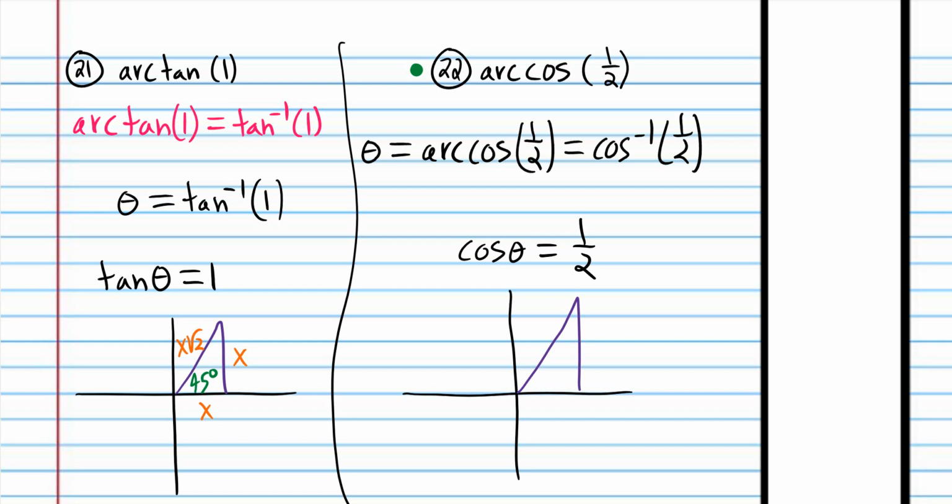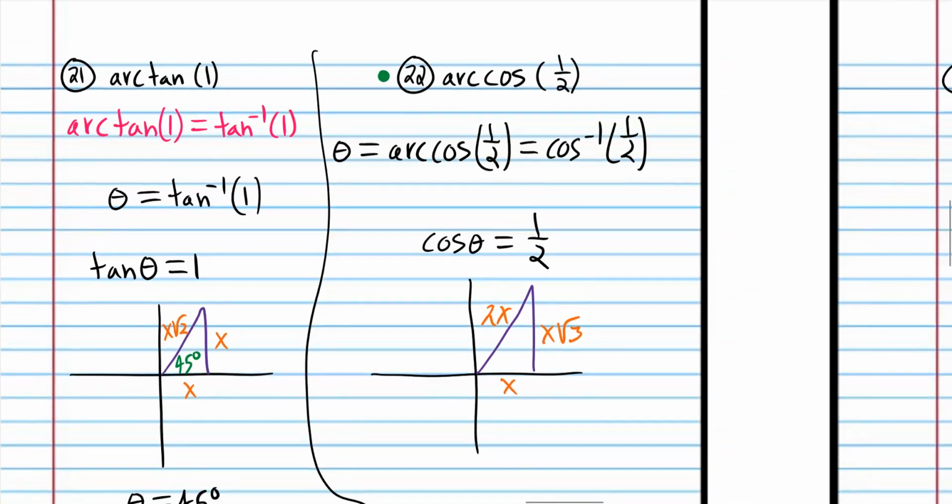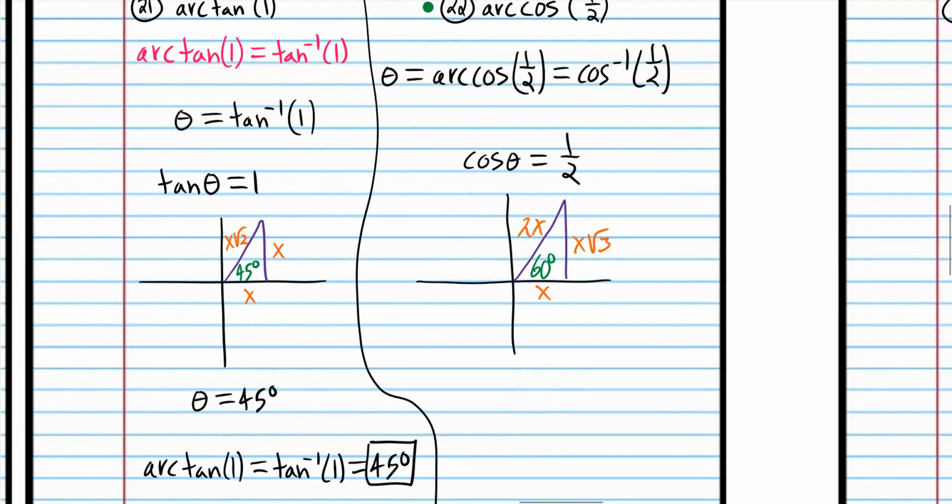Okay, so theta is going to be, well, let's look at the sides. The adjacent side has to be x, this side is going to be x root 3, and this side is going to be 2x. Of course, it's just a 30, 60, 90 degree triangle, and the side opposite, x root 3, obviously has to be 60 degrees. And that's it, we're done. So theta must be equal to 60 degrees.